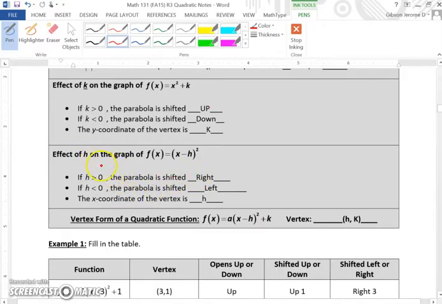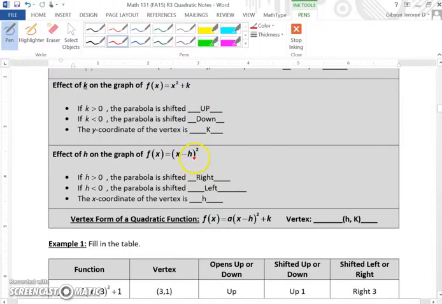Okay, now we have the effect of h on the graph of f of x equals x minus h in parentheses squared. If h is greater than 0, the parabola is shifted to the right. So basically if h is positive, now listen, when it says if h is greater than 0, it's not talking about this minus sign in front of it. It's talking about whatever h actually is.